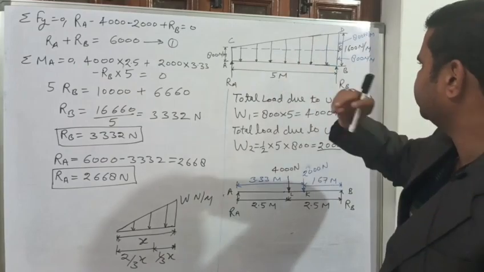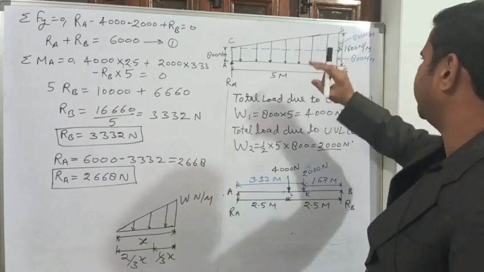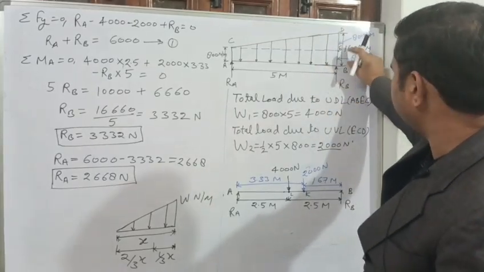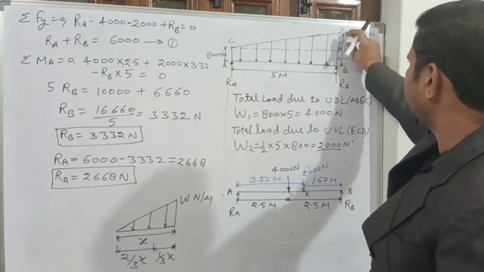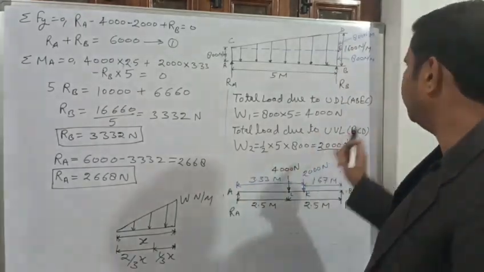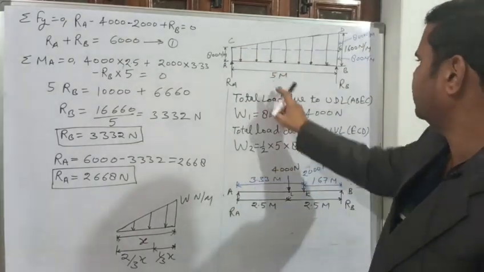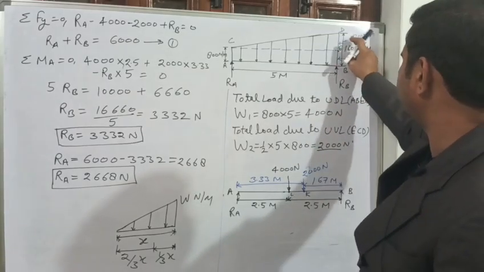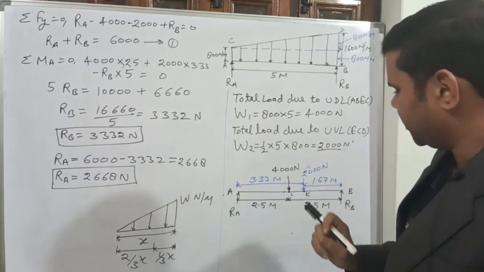Now for this uniformly varying load, since this was 1600 and this is 800, so this will be 800. 1600 minus 800, this will be 800 shown here. So total load due to UVL, area of this triangle, 1/2 into 5 multiplied by 800. Actually this is the maximum intensity at this point. So this is 2000 Newton, right.